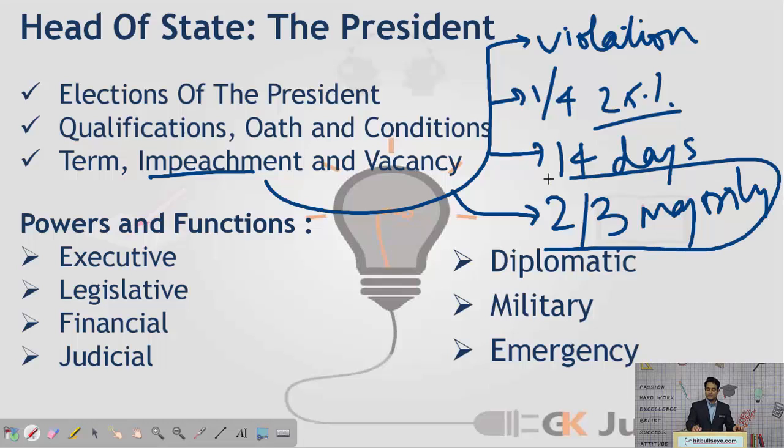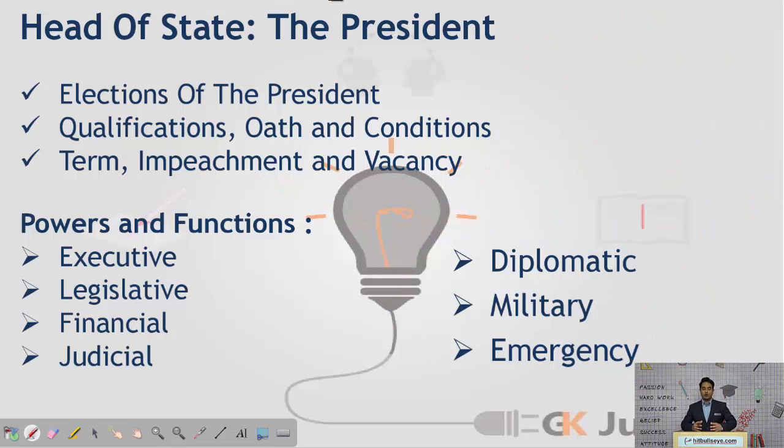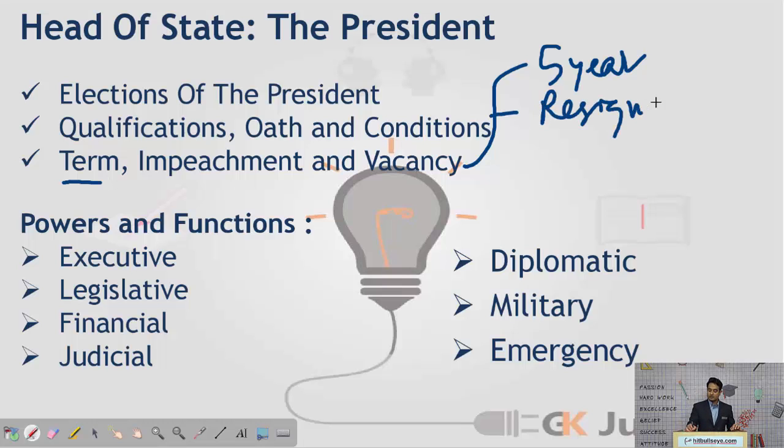After this resolution has been passed, it is sent to the other house, which shall again investigate these charges, and again pass this resolution by a 2/3 majority. After both the houses have individually investigated these charges and passed the resolution, the president is removed. This is the process of impeachment. Alternatively, the office of president can become vacant after every 5 years, that is whenever the term of the president gets over. Secondly, if he resigns from office by giving his resignation to the vice president. Thirdly, by impeachment, if he is removed from his office.